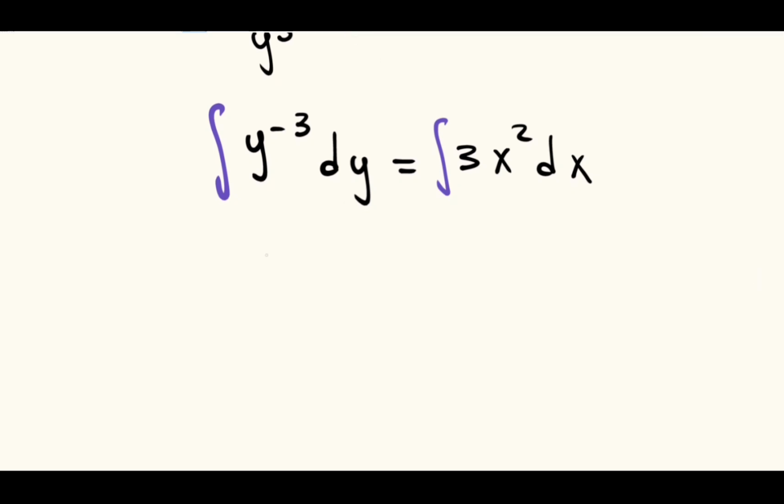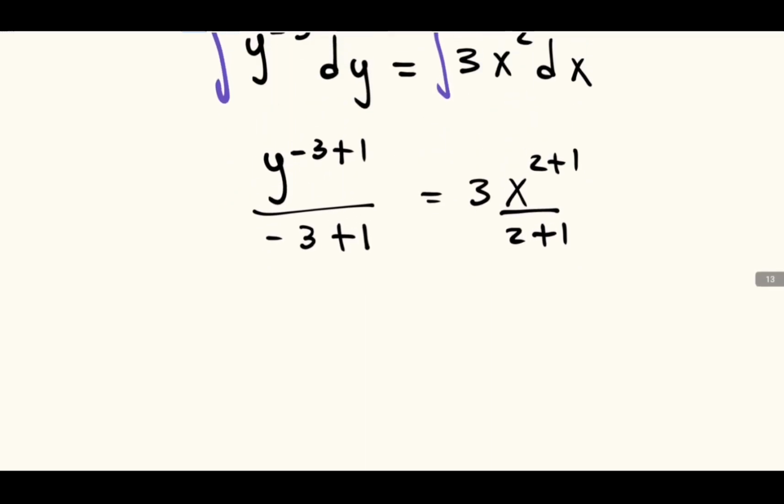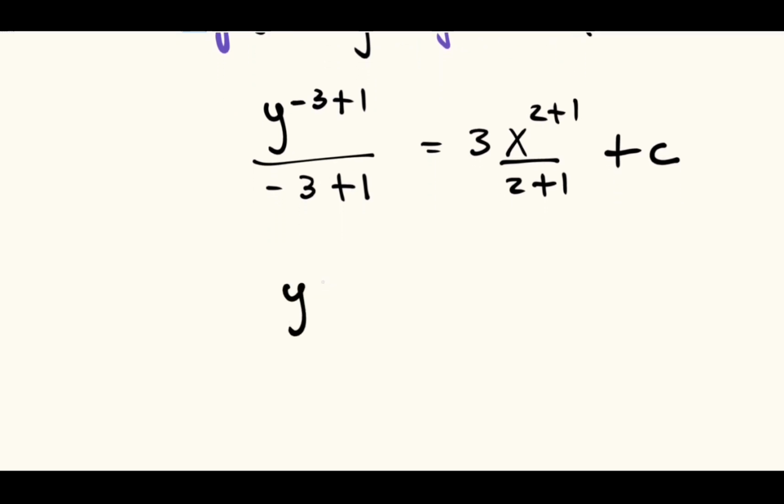The integral of y to the power negative 3 will be equals to y to the power negative 3 plus 1 divided by negative 3 plus 1. The integral of 3x squared will be equals to 3 to the power 2 plus 1 divided by 2 plus 1. We have plus c. Negative 3 plus 1 is equals to negative 2. 2 plus 1 is equals to 3, so that 3 and that 3 will cancel out each other.